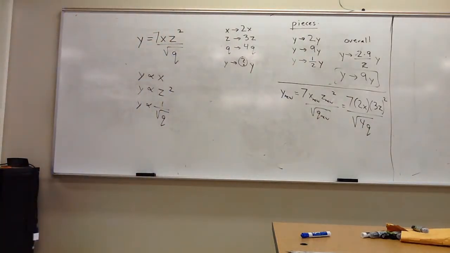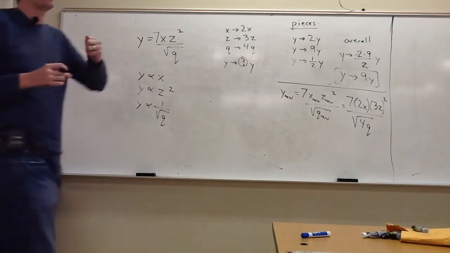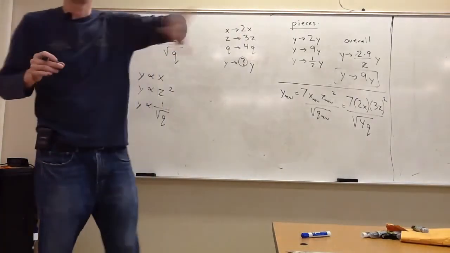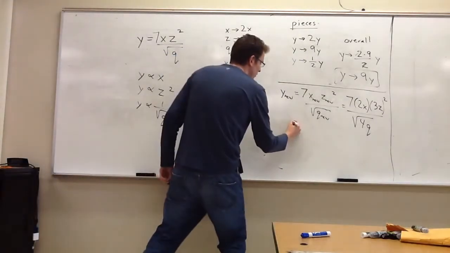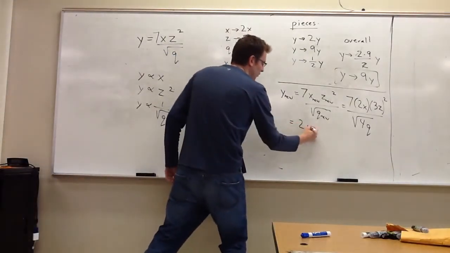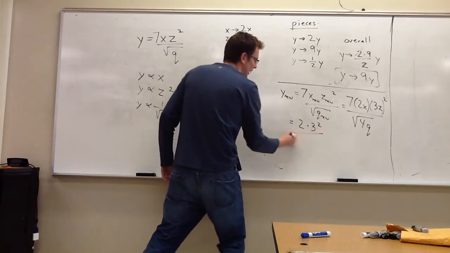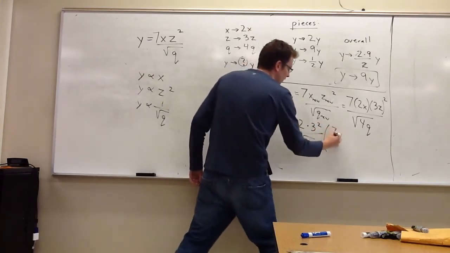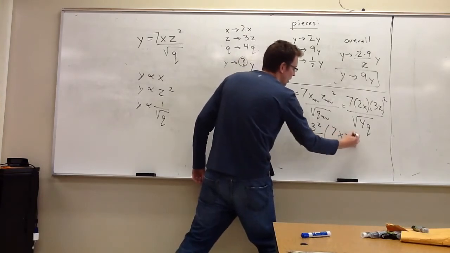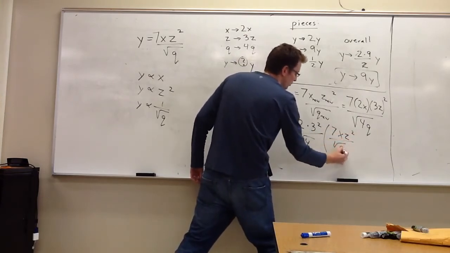Now, while that looks like a big mess, what I'm now going to pull out to the right is all the stuff that used to be y in the first place. So the new factors are a 2, a 3 which gets squared, and a square root of 4, and then everything else, 7x z squared over square root of q.